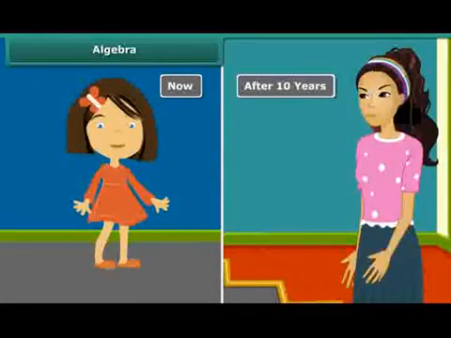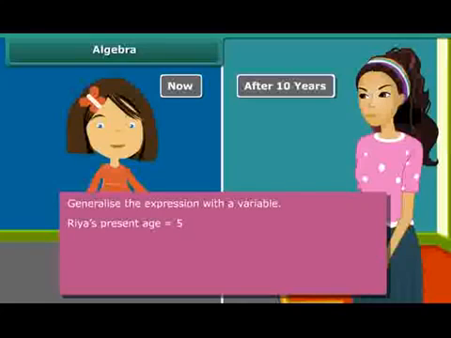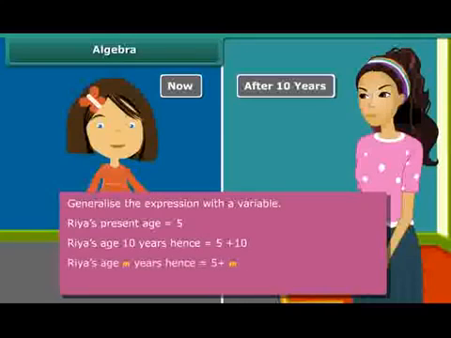Riya is 5 years old now. Express her age 10 years from now. Generalize the expression with a variable. Riya's present age is 5. Riya's age after 10 years is 5 plus 10. Riya's age m years hence is 5 plus m.